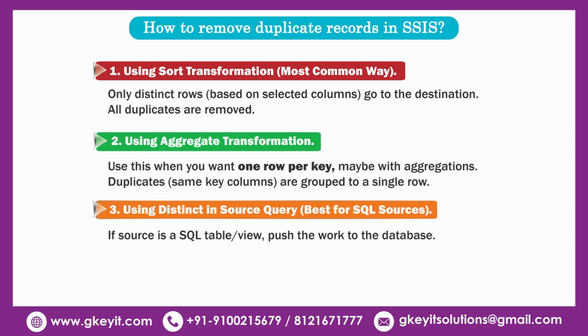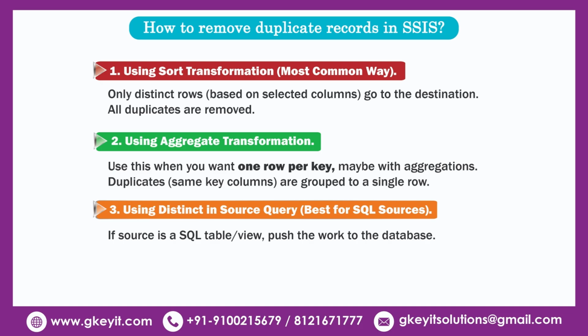And the third approach would be using DISTINCT in a SQL query, best for SQL sources. If your source is a SQL table or view, then you can push the work to the database. That means instead of flat files and Excel, if you have your source as a SQL Server database or other databases, where you have a facility to write an SQL query, there you can write SELECT DISTINCT columns, something like that. In that scenario, it will remove the duplicates and insert the data into the target wherever required. In the third process, the source has to be a database. In this training, we are going to discuss sort transformation and aggregate transformation.